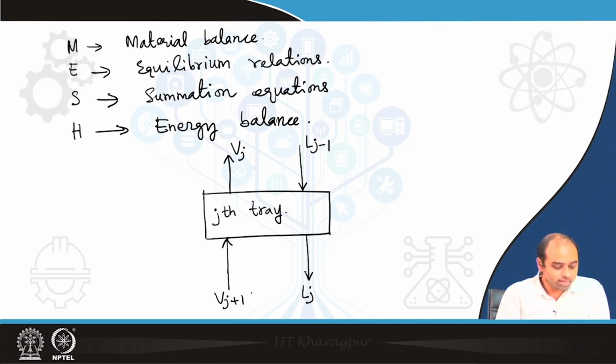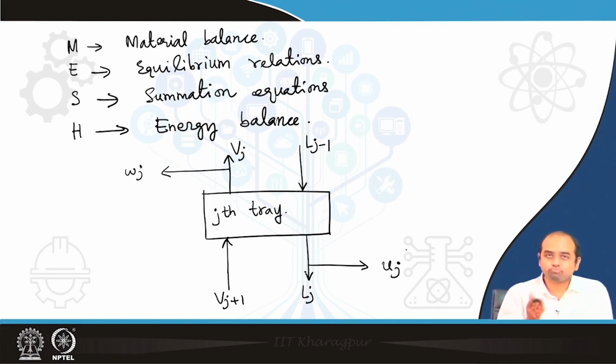So what about the other components? We are trying to make a generalized picture here. For each tray we will have a provision for Wj, as well as a provision for Uj. These will be applicable for the top and the bottom, and for other cases, unless you have some side cuts in the distillation column, these will be close to 0. But for general purposes we define them. So let us write down also their composition.